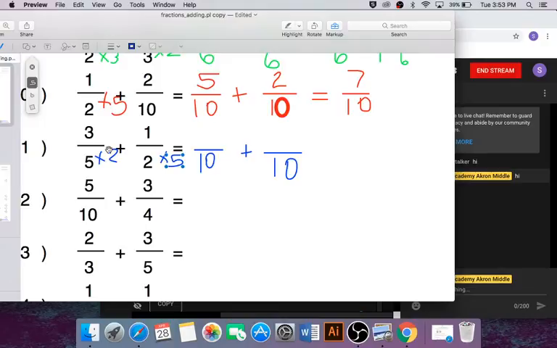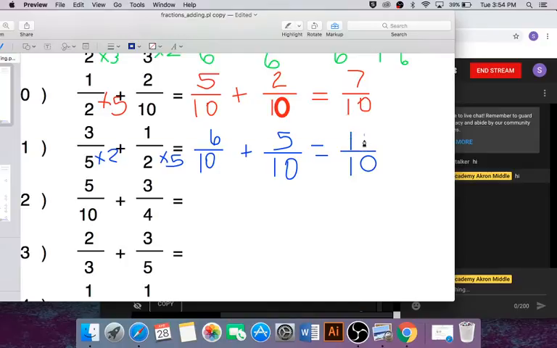So we multiplied 5 times 2 to get 10, so we're going to multiply our top number 3 times 2, which is 6. Right here we multiplied 2 times 5 to get 10, so we're going to multiply 1 times 5, which is 5. And then we can add. Our bottom number stays the same. On our top number we have 6 plus 5, which is 11.